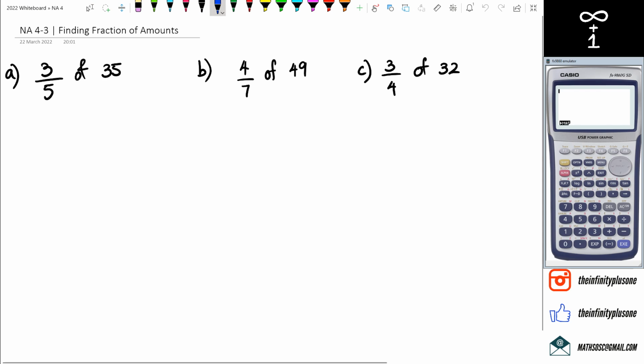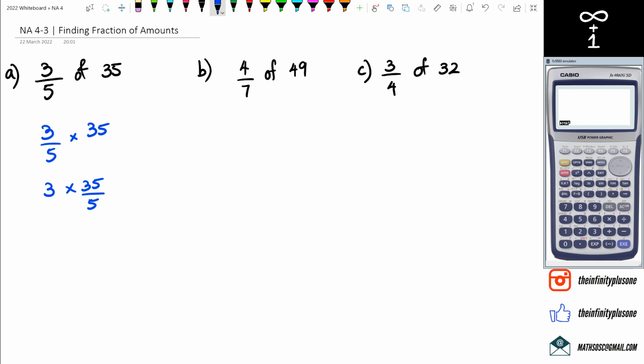All right, looking at question A, what we've got here is 3/5. Just remember that whenever you do "of", it is very similar to multiplication. So we've got 3/5 of 35. Now, the best way to do this is we're going to move the 5 underneath the 35.